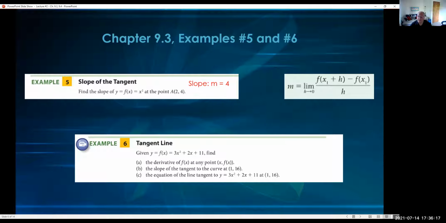I'll tell you right now what the answer is. The derivative is going to come out to be 6x plus 2, okay? And the answer, if you plug in 1, is supposed to be 8. And then if you use 8 as your slope, and you use that point (1, 16), you can write the equation of the line, you should wind up with this.